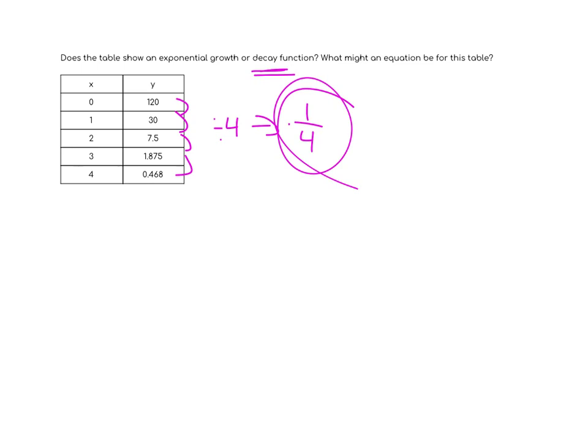And just for fun, let's write an equation. So we start with 120. We're multiplying by 1/4 every time to the x. And that's my equation. That's all it is.